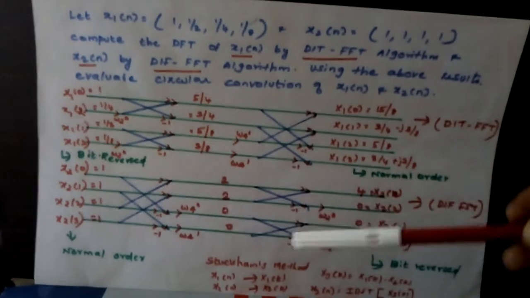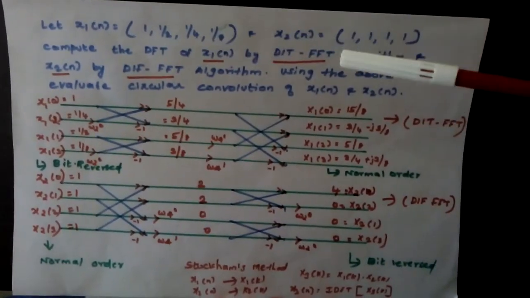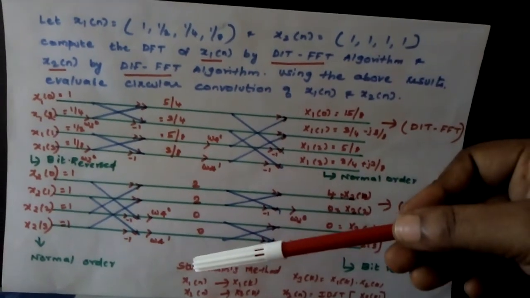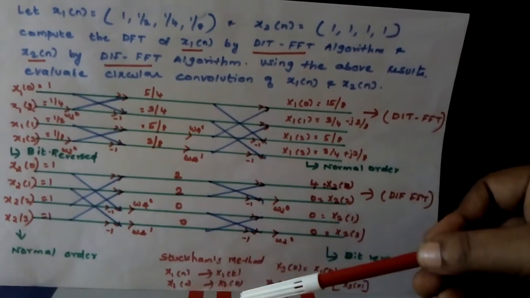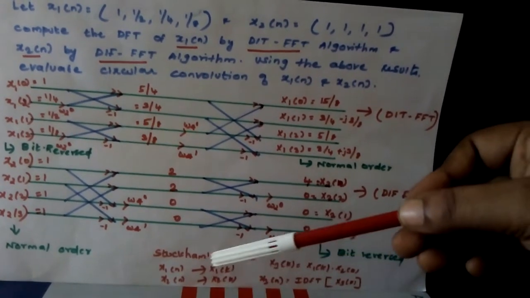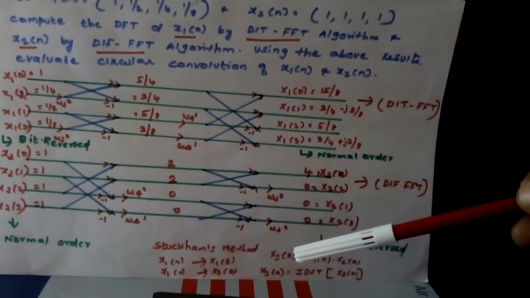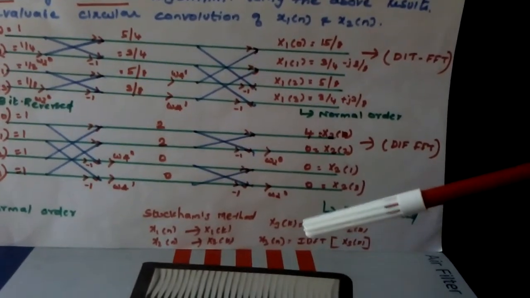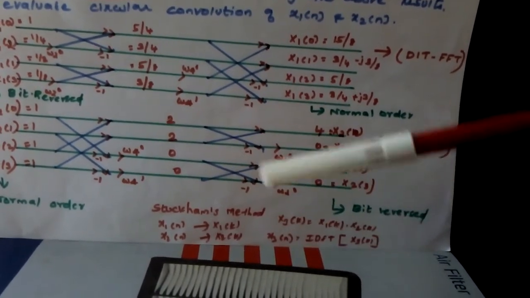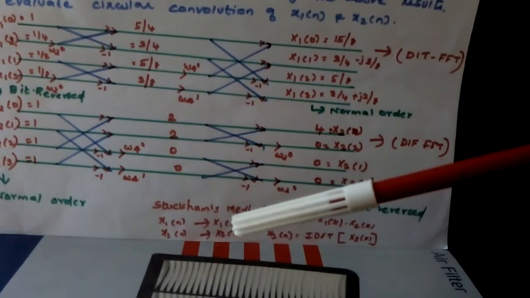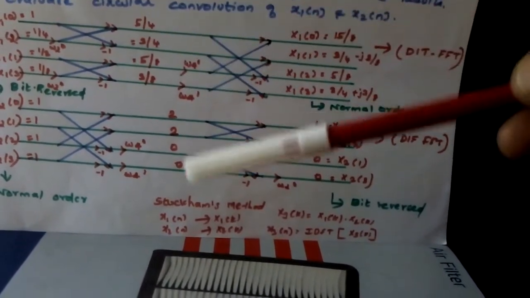Just for remembering, in Stockham's method, if they are giving the 2 sequences, we have to find the DFT for the first sequence separately and the DFT for the second sequence separately, and then make the product of X1 of k multiplied with X2 of k, which we can take as X3 of k. Then we take the inverse of that X3 of k, which gives the output sequence. It's the same thing here, only instead of the DFT, it can be found by an FFT algorithm.